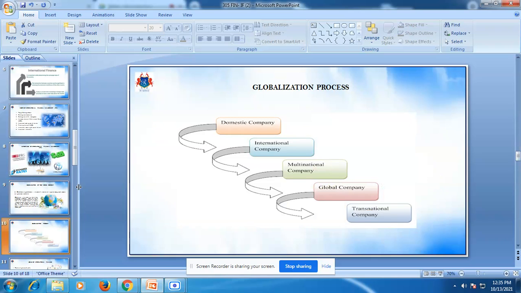Next, we will learn the globalization process. In this process, there are five stages. The first stage is that a domestic company exports to foreign countries through dealers or distributors in the home country. Then, in the second stage, the domestic company exports to a foreign country directly on its own. In the third stage, the domestic company becomes an international company by establishing production and marketing operations in various key foreign countries.